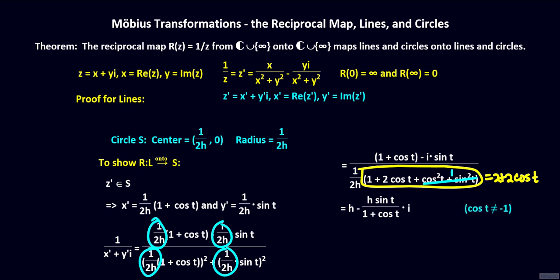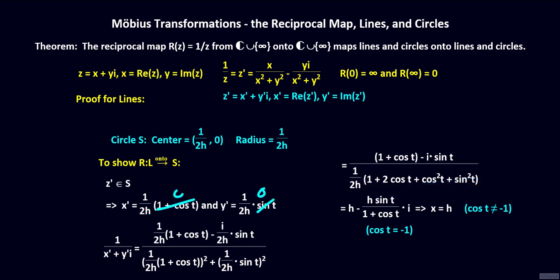So as long as cosine t is not equal to minus 1, a point on circle S must come from a point on the line x equals h, or line L, under the reciprocal map. And if cosine t equals minus 1, then sine t will be 0 so that both x prime and y prime are 0, so that z prime is 0. Now the inverse of 0 is infinity, and infinity is also on line L in the extended complex plane. Therefore, the reciprocal map is onto from line L into circle S.